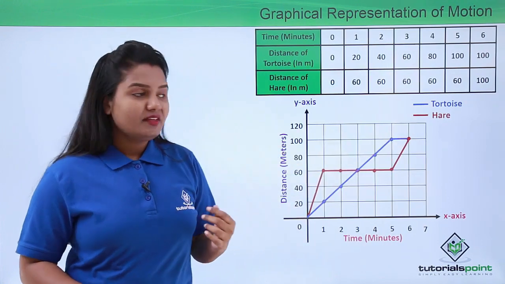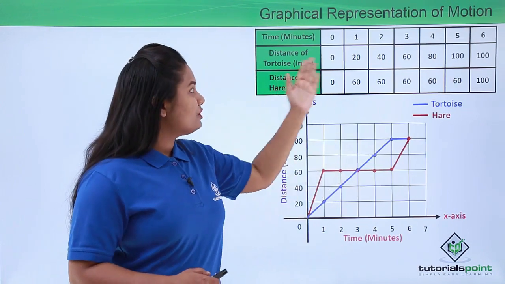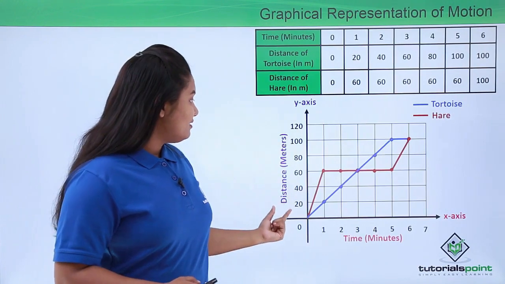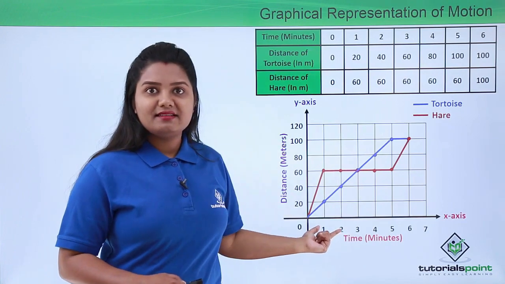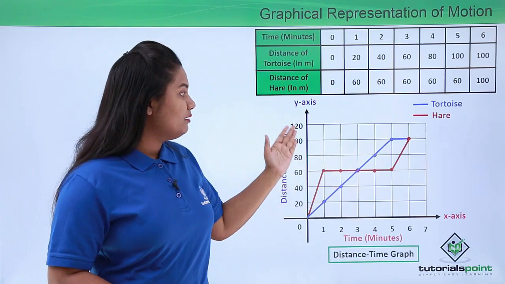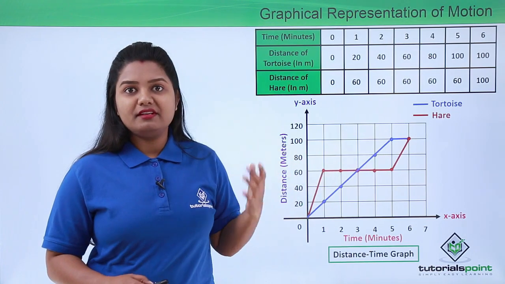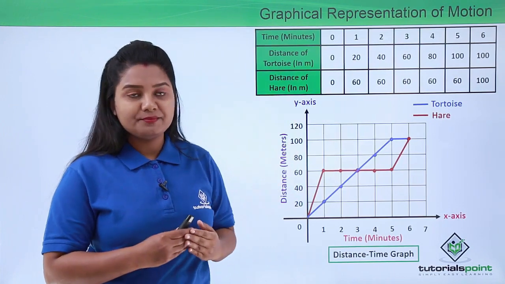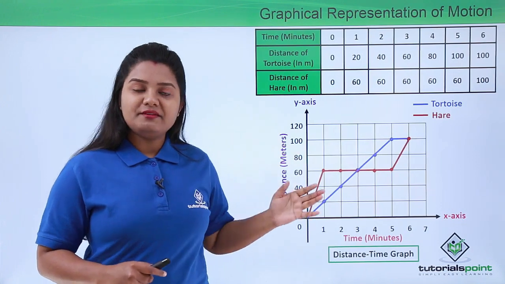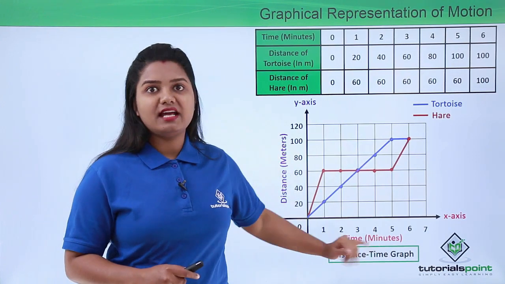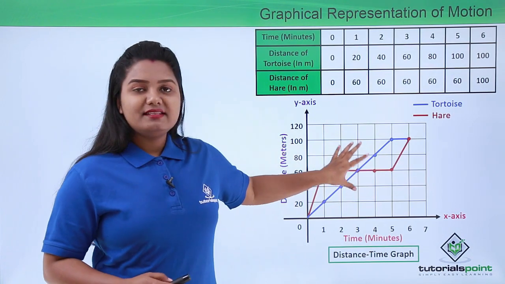of the tortoise. So this kind of representation of data about the motion of an object wherein the distance is taken along the y-axis and the time is taken along the x-axis is said to be the distance time graph. So this is one of the various graphical representations of the motion of an object, and this kind of representation is termed as distance time graph, since we have plotted here the distance against the time in this particular plot. Now let us try to analyze this graph here.